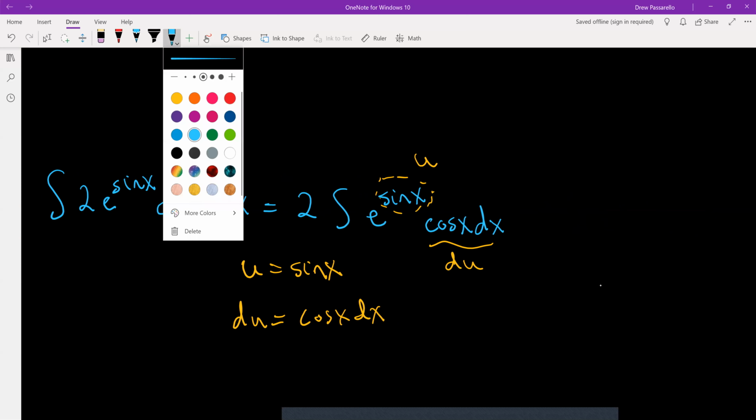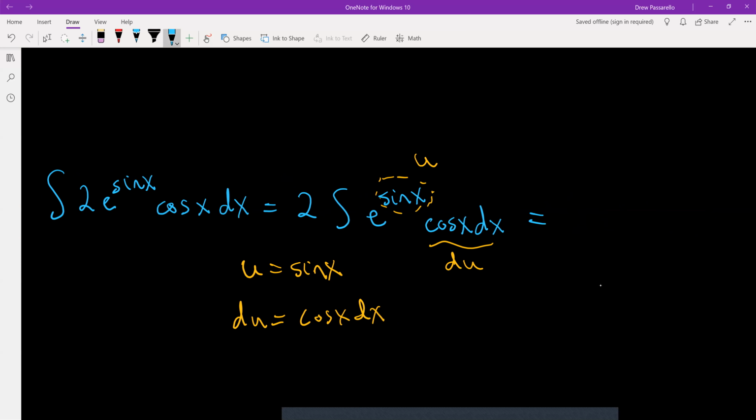So just substituting it in, it's 2 e to the u du. And we know integrating e to the u is itself, e to the u. So that's 2 e to the u plus c. And then I plug in u as sine x. So this is 2 e to the sine x plus c.